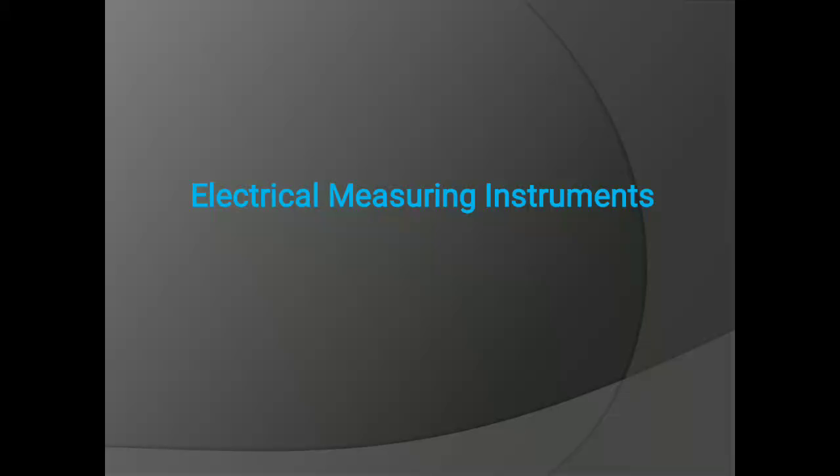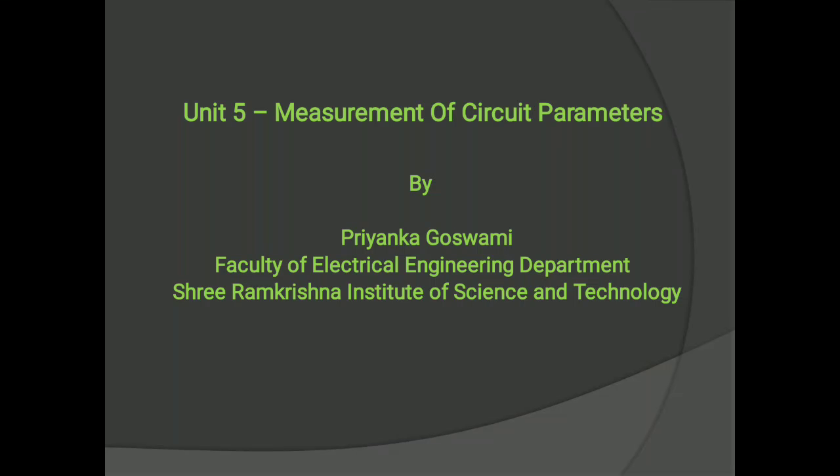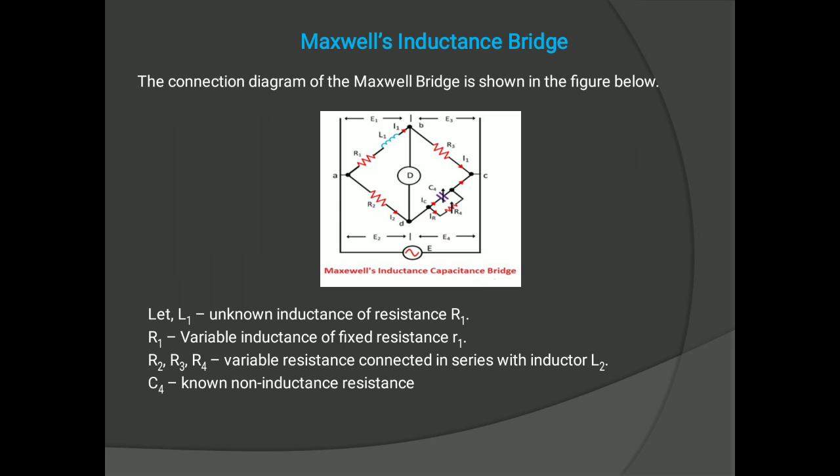In this session, we will discuss the chapter Measurement of Circuit Parameters, Part 1 of the subject Electrical Measuring Instruments. Here we will study two types of AC bridges, Maxwell's inductance bridge and Schering bridge. Now Maxwell's inductance bridge. The connection diagram of the Maxwell's bridge is shown in the figure. It measures an unknown inductance in terms of a known capacitor.